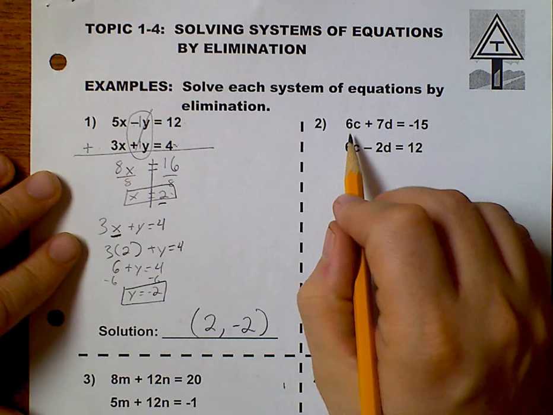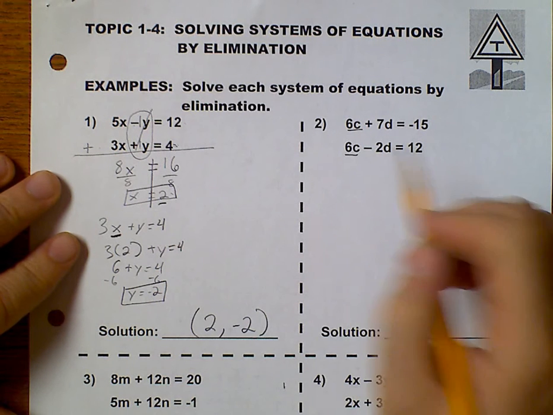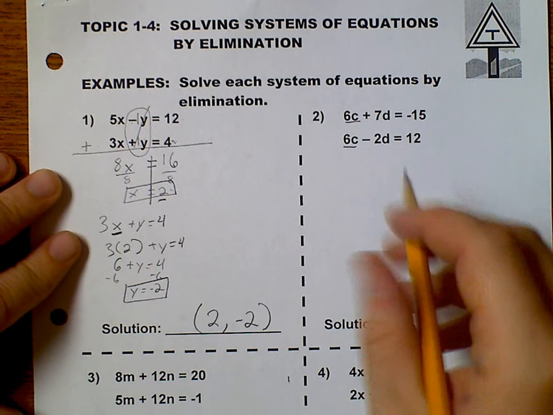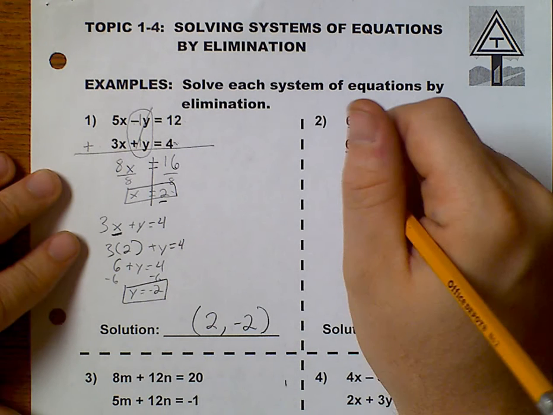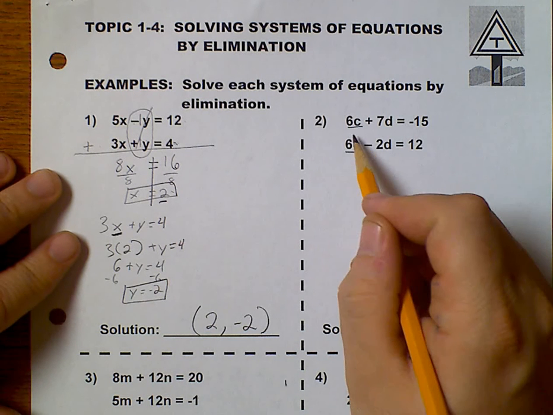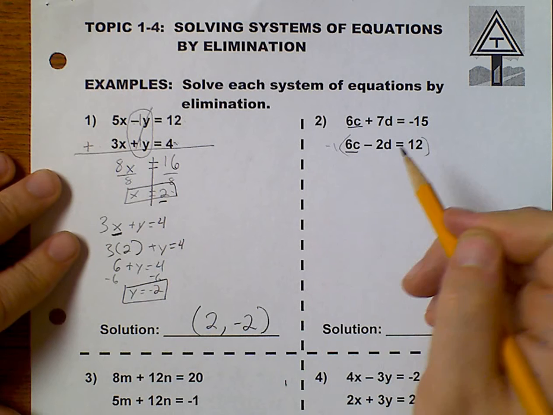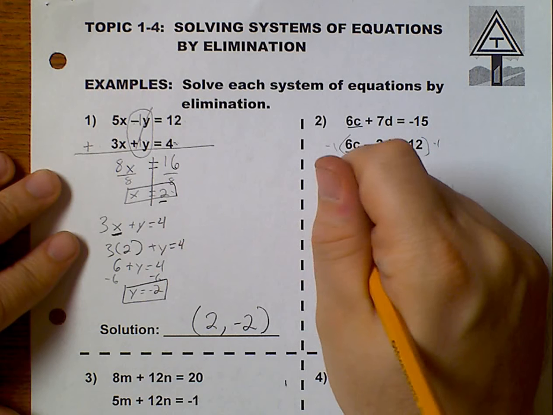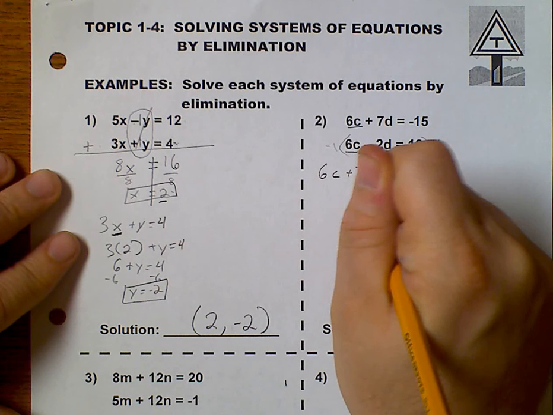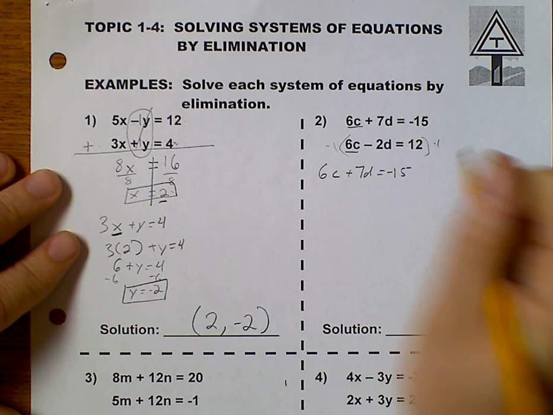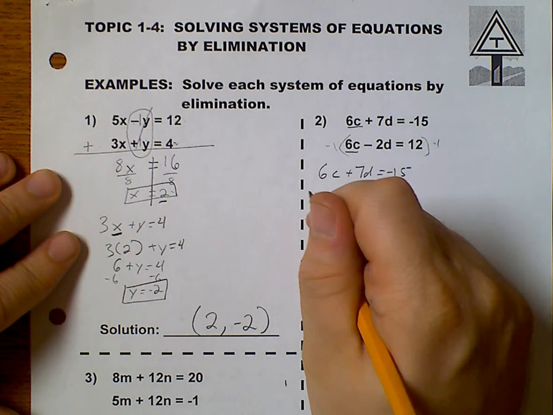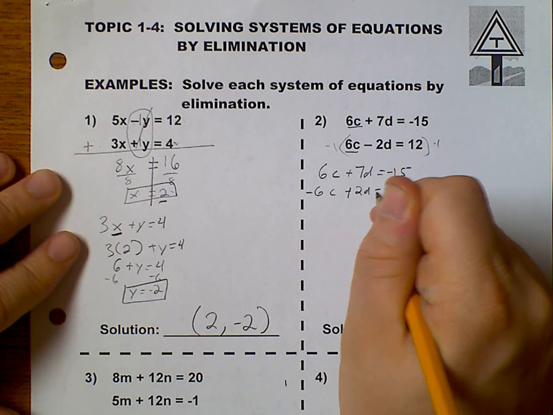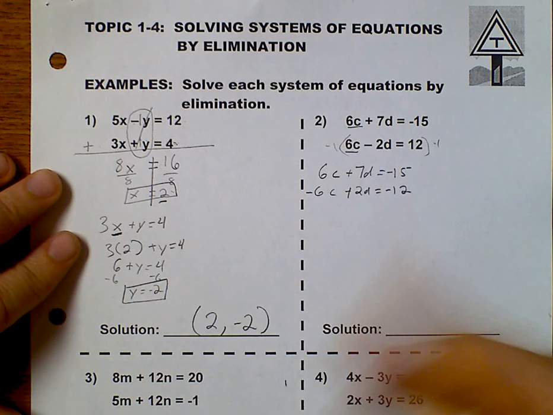Again, I've got 6c and 6c. That's great except for these are both positive. So what I'm going to do is multiply this bottom one, everything, by negative 1. And that's going to change my equations a little bit. I'm going to get 6c plus 7d equals a negative 15. That stayed the same. But on the bottom, I get a negative 6c plus 2d equals a negative 12. I just flipped all of my signs.